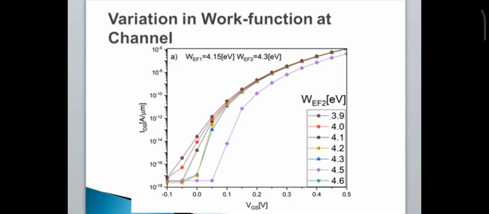Next is the variation in work function at the channel. The figure shows the ID-VGS curve for WF2 varying between 3.9 electron volt to 4.6 electron volt. There is a small change in the ambipolar current and the on current by changing the middle gate work function.